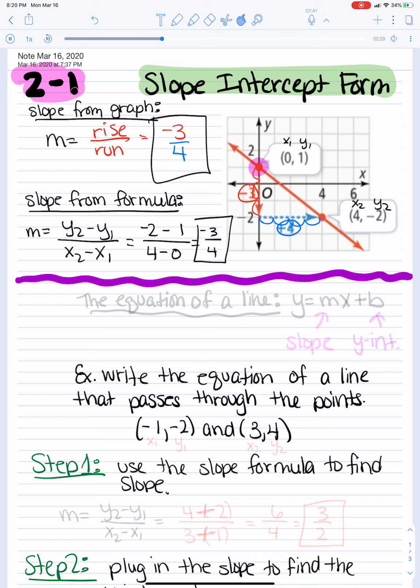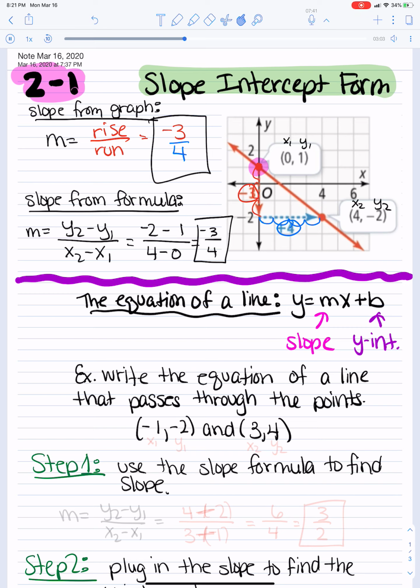Alright, so now we're going to talk about slope-intercept form, or the equation of a line. We talked about it mostly as slope-intercept form, but it's also known as the equation of a line, which is y equals mx plus b, where m is our slope and b is our y-intercept. Okay.